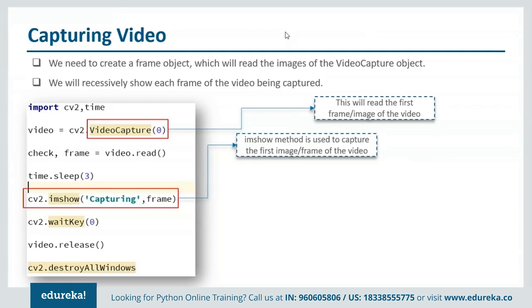What we need to do is create a frame object which will read the images of the video capture object. And we will recursively show each frame of the video being captured. So all I'm doing here is using this imshow function again, and I'm going to give a name to it. And I'm going to show all the frames which are going to come till I close the window. So it's for 3 seconds. You're going to see a video being displayed on a window. And for that, I'm just quickly going to open my PyCharm. And I just need to add this imshow function there, and let us go ahead and do that.